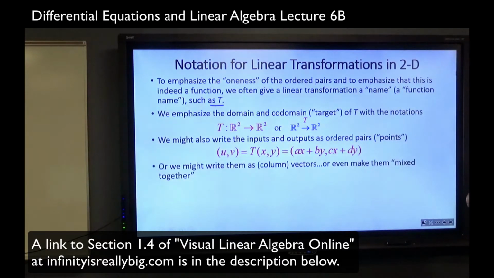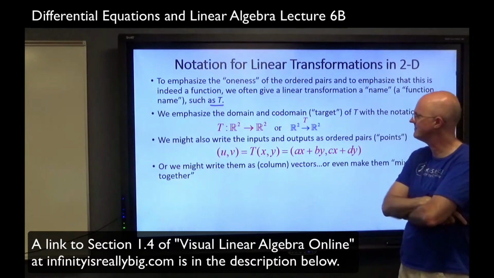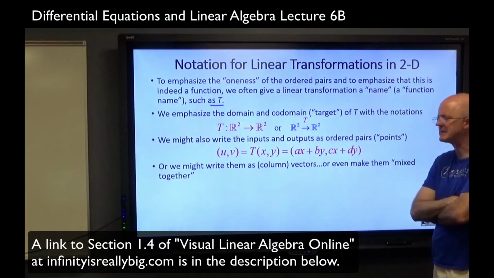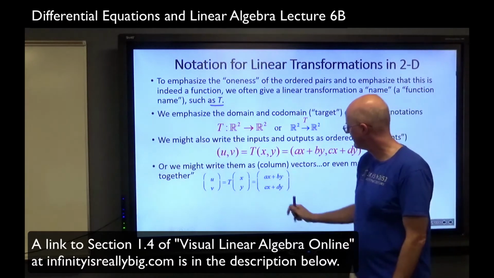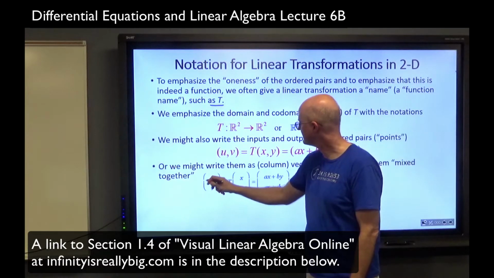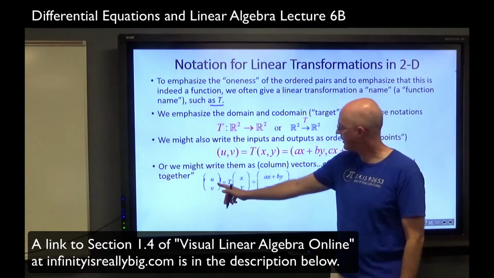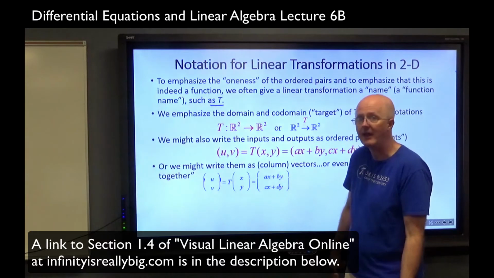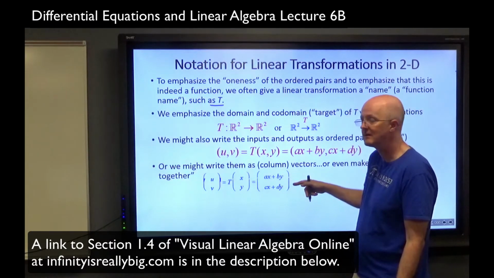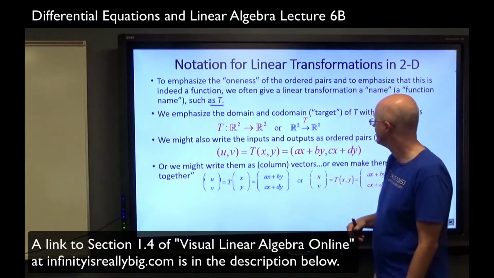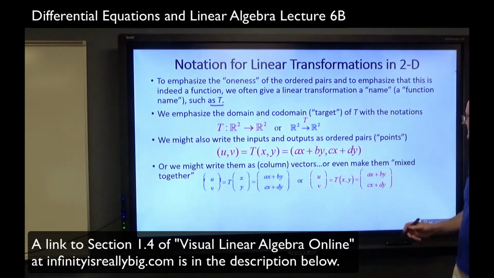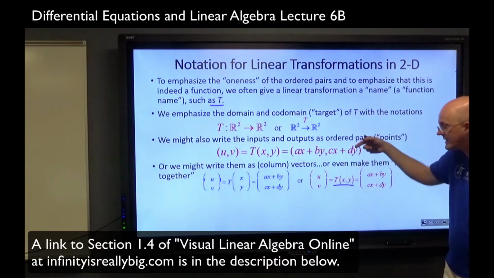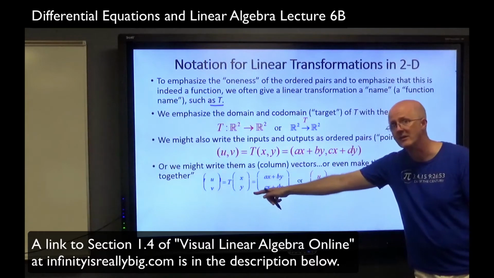But we might prefer writing these things as column vectors, like we've done with vectors. Or maybe even mix them together like this. Ignore these spaces here, they're not supposed to be there. The output column vector uv is T of the input column vector xy, and the same formulas produce that output. Or maybe we do a mixed one and write T of xy here, where this is now an ordered pair, a point, if you will, instead of a column vector.